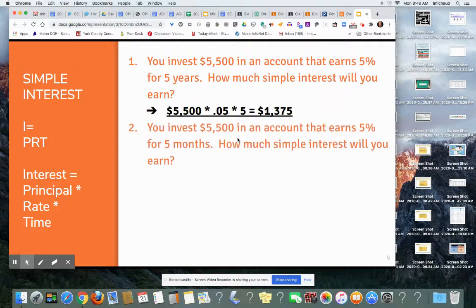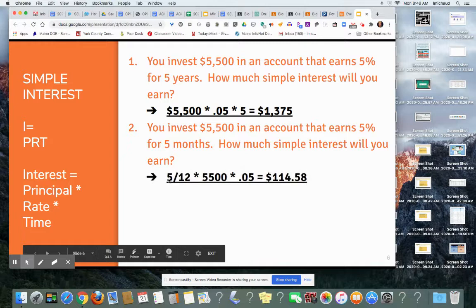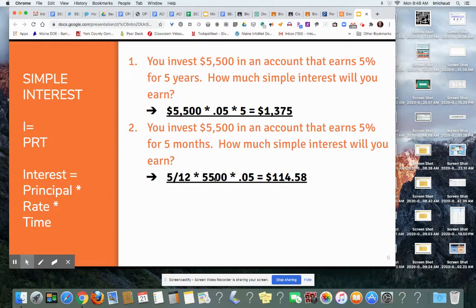Let's take a look at number 2. You invest $5,500 in an account that earns 5% for 5 months. How much simple interest will you earn? So this is months, which is a fraction of a year. So my suggestion is that you deal with the time first in the formula. So it'd be 5 divided by 12 because there are 12 months in a year, times 5,500 times 0.05.